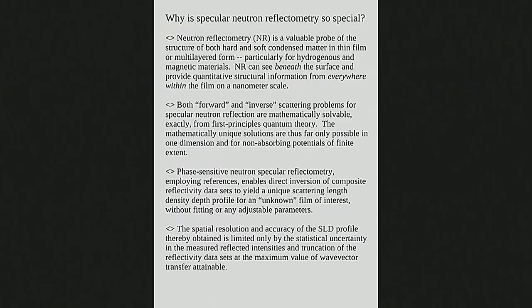There are also some special things about neutron reflectometry, as you'll see, I hope, as we progress through the slides. In physics, there are very few problems that can be solved to very high precision and accuracy almost exactly. And what we call specular neutron reflectometry, which we'll talk about in a minute, is one of those one-dimensional scattering problems that we have a quantitative, almost exact solution to. So it's very valuable just as a model of how scattering works in studying systems with neutrons and X-rays.